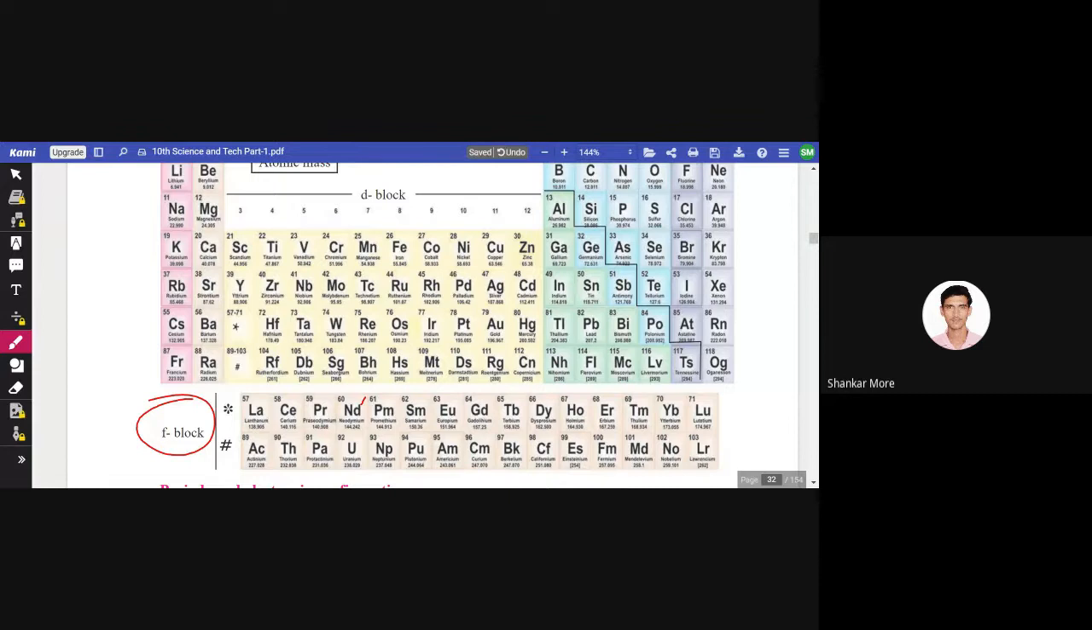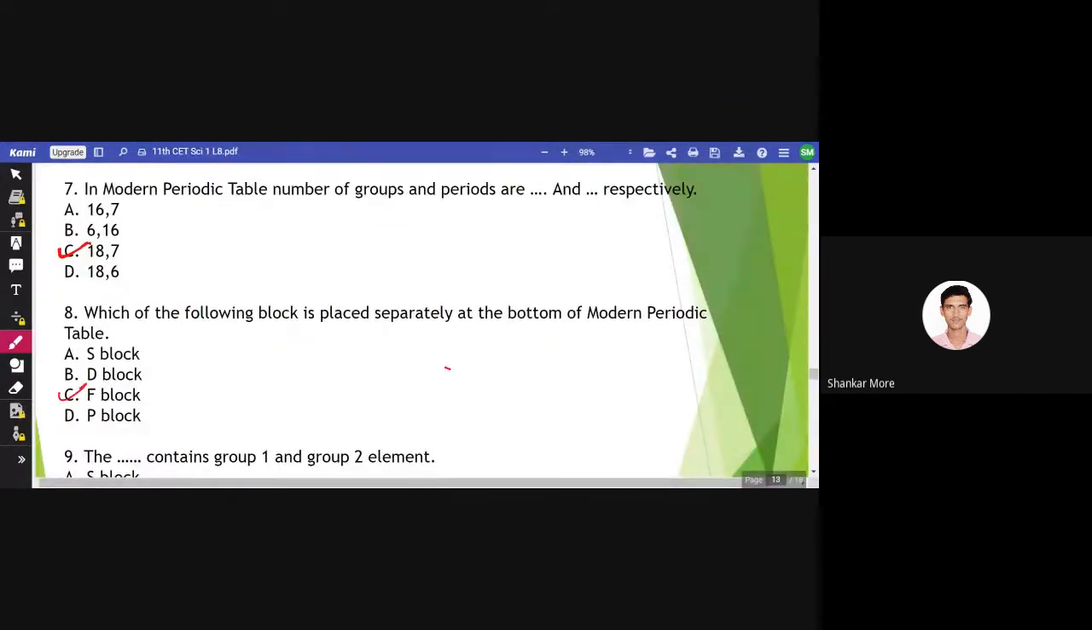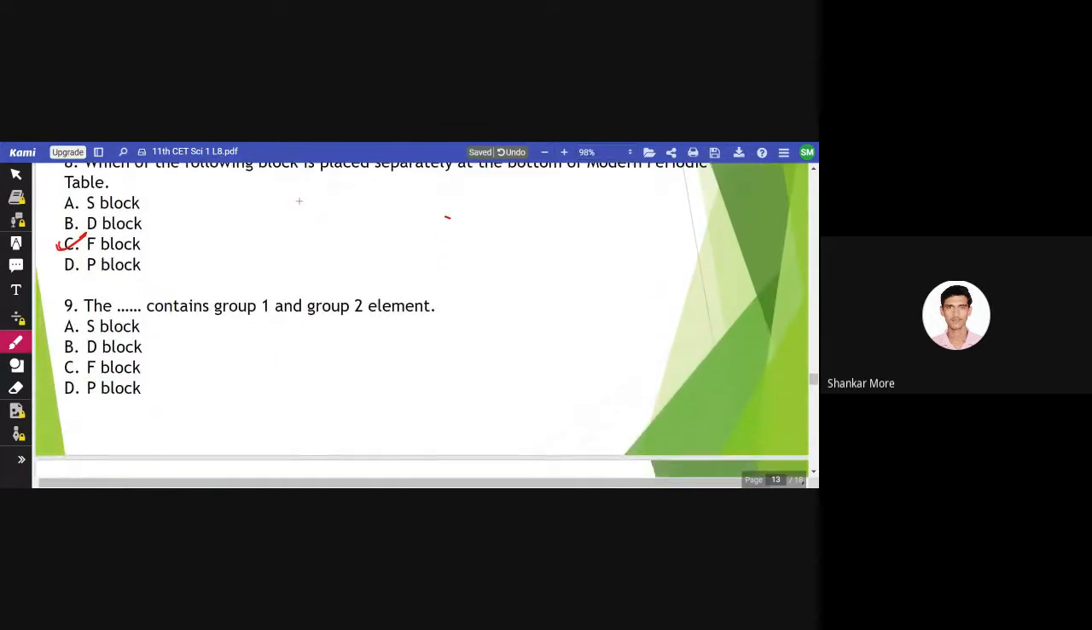Okay, I hope this is clear for everyone. So F block is the answer. Let's move further. The dash dash block contains group 1 and group 2 elements.